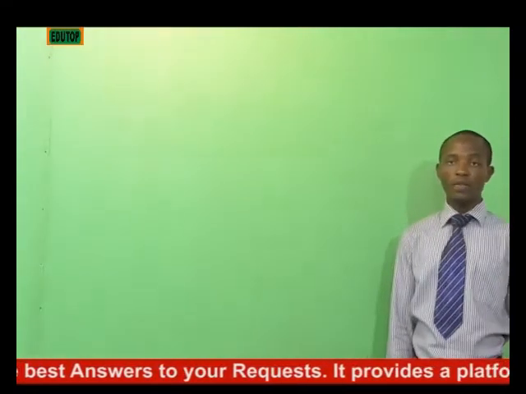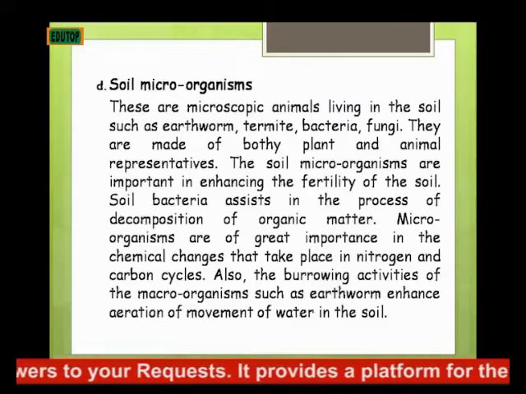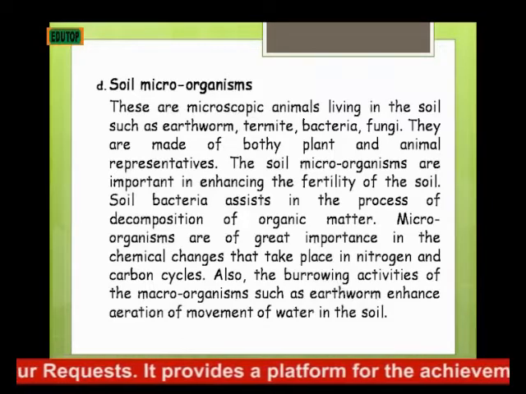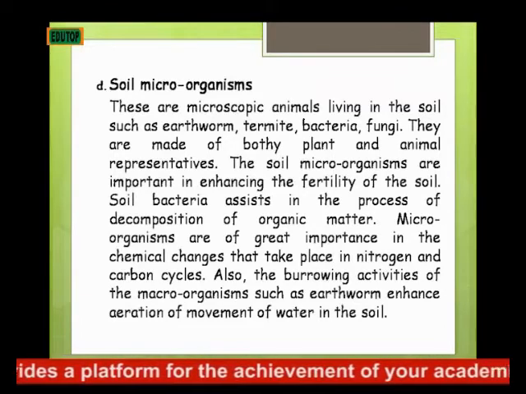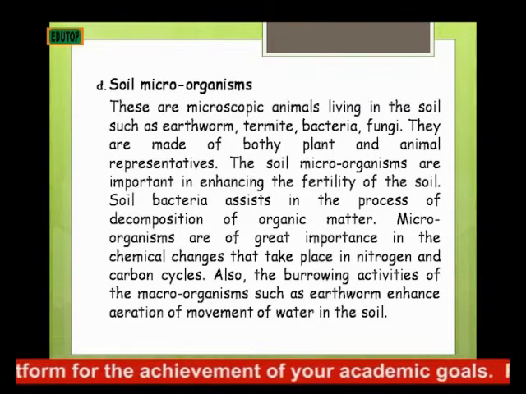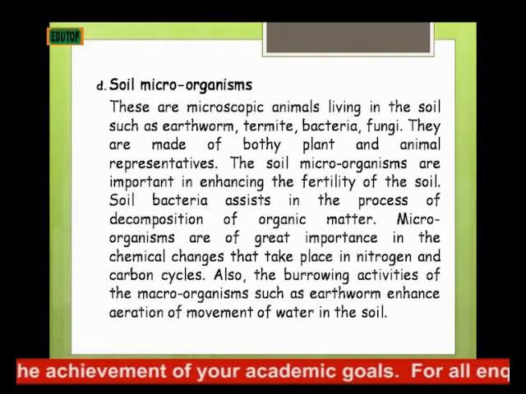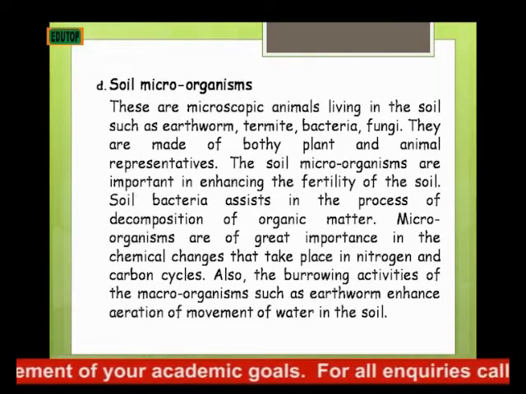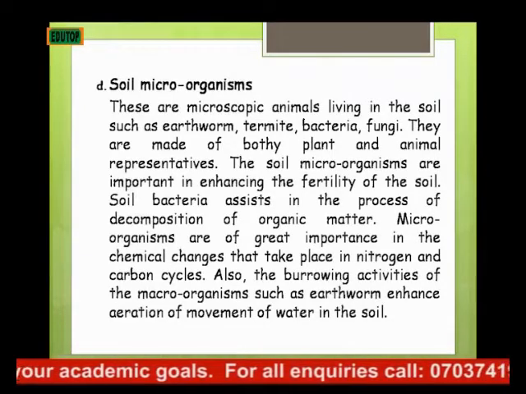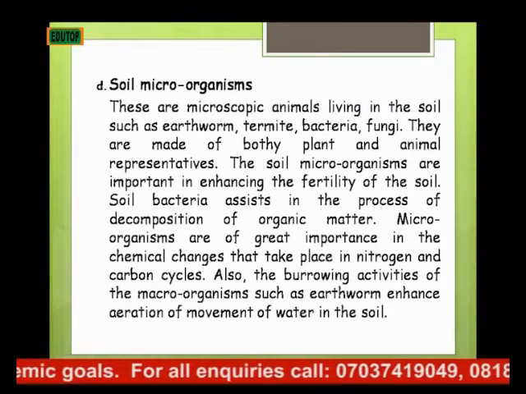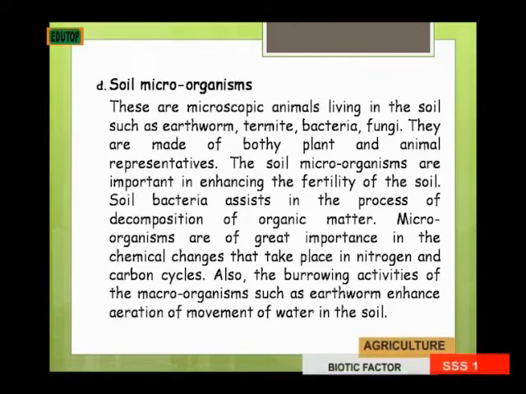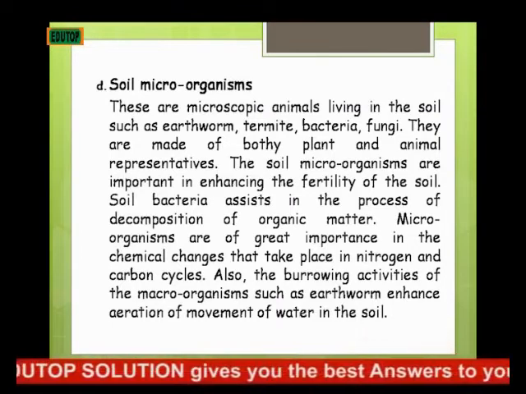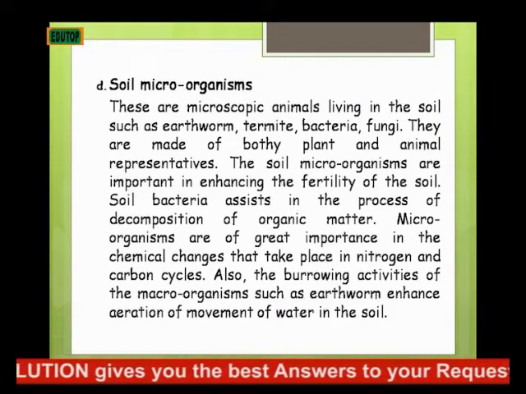Then the fourth biotic factor we'll be looking at is soil microorganisms. These are microscopic animals living in the soil, such as earthworm. They are sometimes not only microscopic, we can still see them with our eyes, such as earthworm, termites, bacteria, and fungi. The bacteria and fungi could be classified as microscopic, while the earthworm and the termite can be classified as macroscopic organisms.